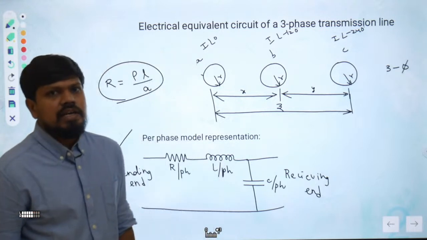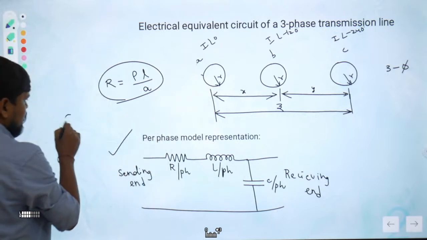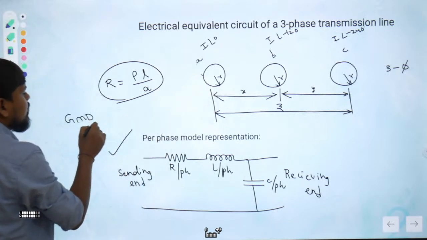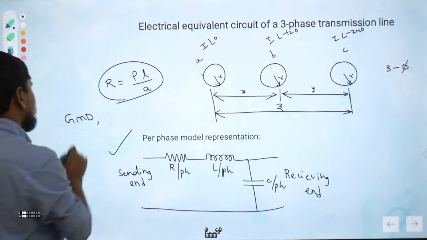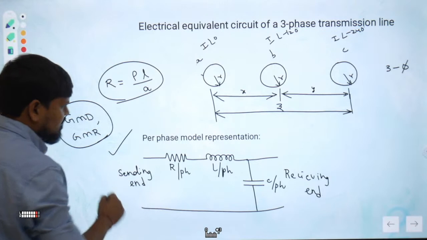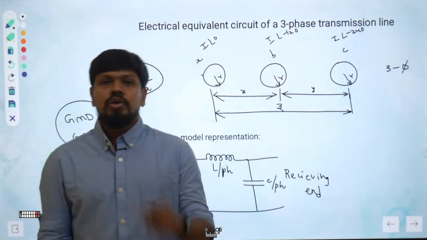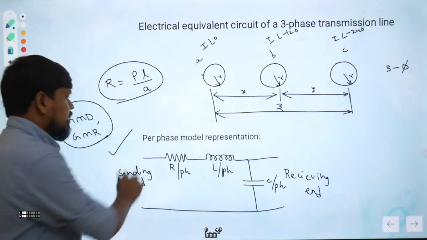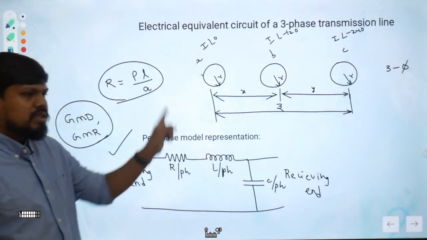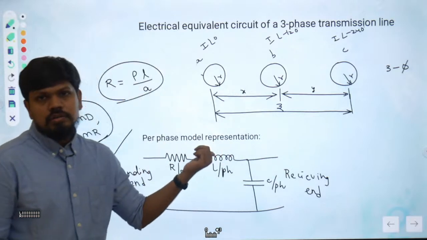That's why what you will calculate is, instead of doing direct distance calculations, you will calculate GMD, geometric mean distance, and geometric mean radius calculations. Understand why we are doing GMD and GMR calculations? To represent the network in per phase model. To represent the transmission line network in per phase model.